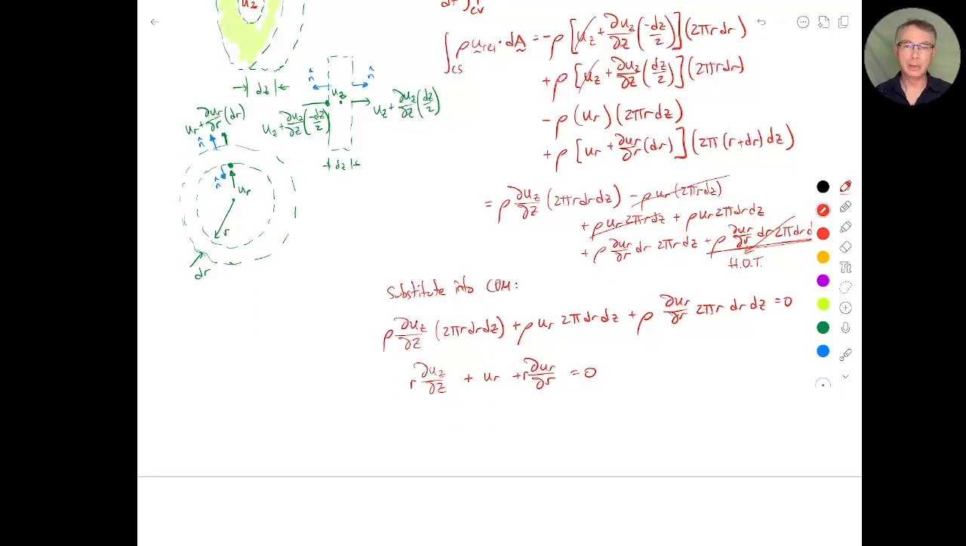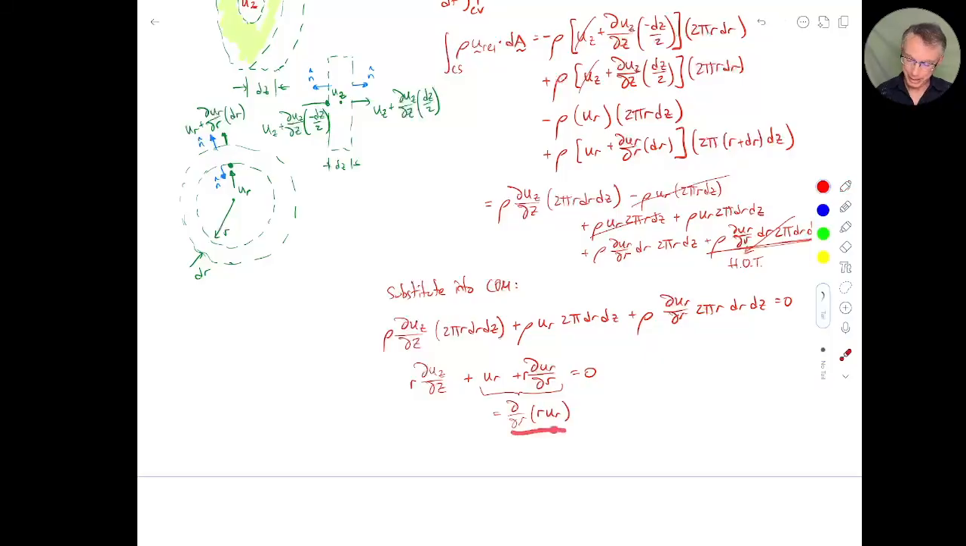Okay. So we're getting there. We've simplified things a little bit further. We have one more thing that we can do here. This one's a little bit tougher to see, but if you look at this for a long enough period of time, you'll see that you can combine those two terms together as just taking the derivative with respect to r of r times ur.